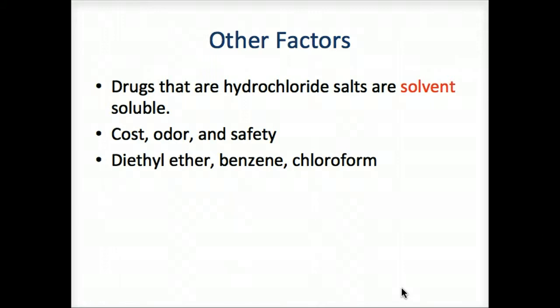For example, diethyl ether has an unpleasant odor, high volatility, and flammability. It forms peroxides that will react with drugs. Benzene is a confirmed human carcinogen. Chloroform is a suspected carcinogen. So there are disadvantages because of these safety and cost and odor factors.